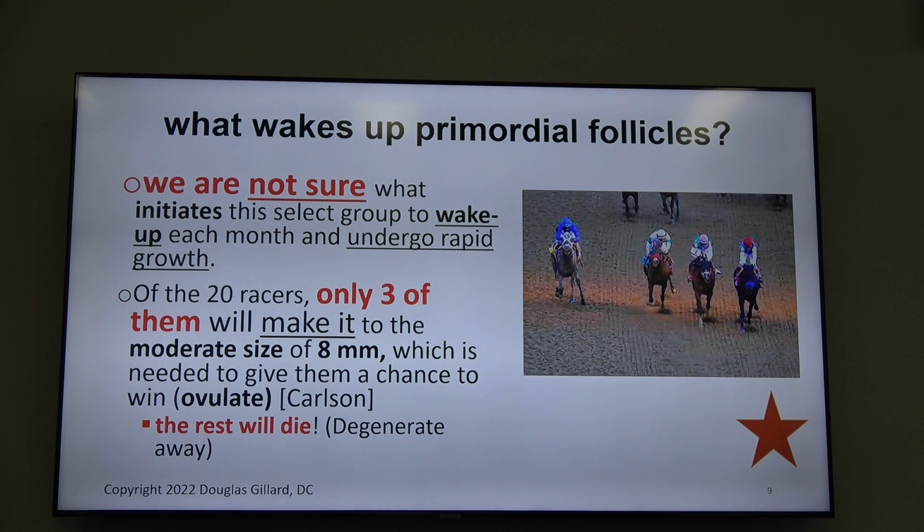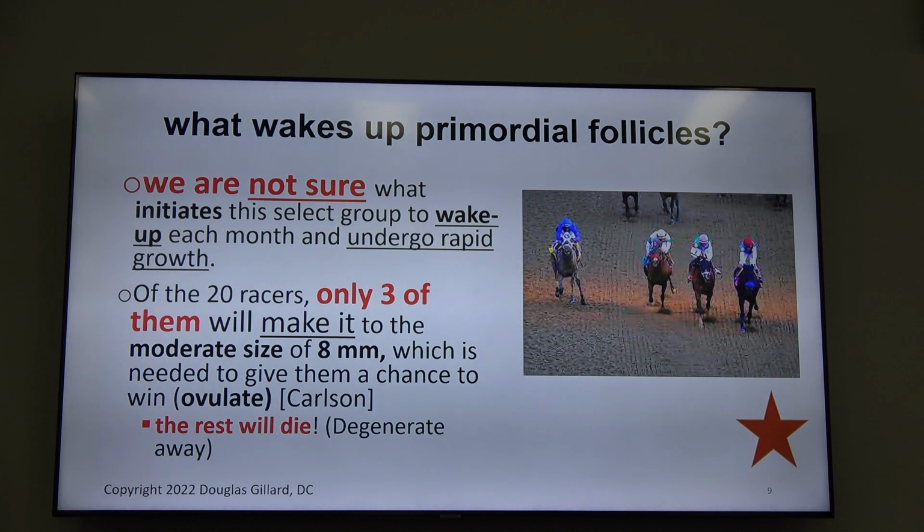What wakes them up? I used to have slides on this, and there's all kinds of theories, and it seems like it changes every year, so we're not even going to worry about it. It's not in the board book, so you won't get a board question, but the bottom line is we're not really sure what wakes them up, and what wakes these 20 up. Why do 20 wake up and the other ones don't? It's incredibly complicated, and we don't even understand that yet. But every month in one ovary, 20 of them wake up.